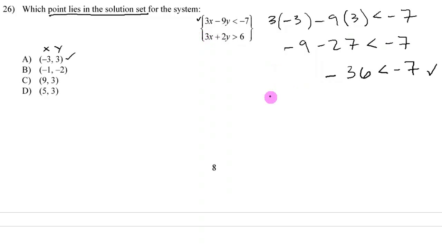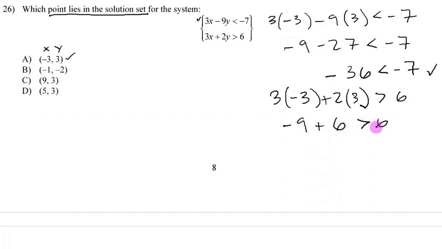And let's do the next one. So I'm going to plug in 3 times x, which is negative 3 again, plus 2 times y, which is positive 3. And we want this to be greater than 6. So I get negative 9 plus 6 is greater than 6. And I say negative 3 is greater than 6. Now this is not true. Negative 3 is less than 6. So this one did not work. So since it did not work for both, A is not the answer. So we'll move on to B.